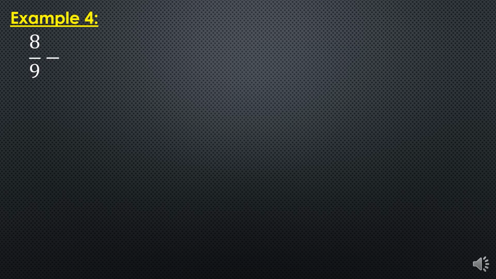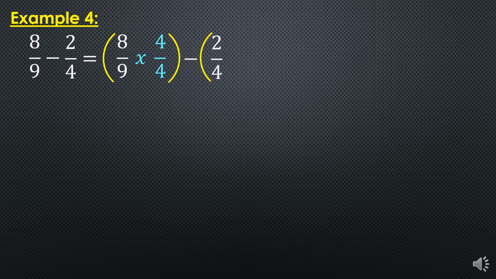Next, example number 4. 8/9 minus 2/4. Let's do the same. 8/9 multiplied by 4/4 minus 2 over 4 times 9 over 9. So 9 times 4 will be 36. 4 times 9 will also be 36. Let's continue.